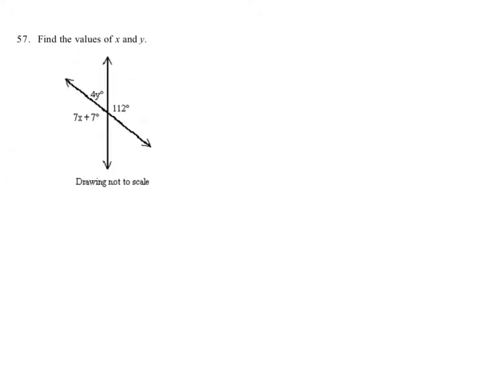Okay, find the values of x and y. Now, we could do this a couple of different ways. Okay, in fact, we have two different problems. Let's do the two different problems the two different ways. Okay, these right here are our linear pair, and linear pairs sum to 180. So I'm going to just write that first. I'm going to say 4y plus 112. Together, they sum to 180. That is an equation that I've got.